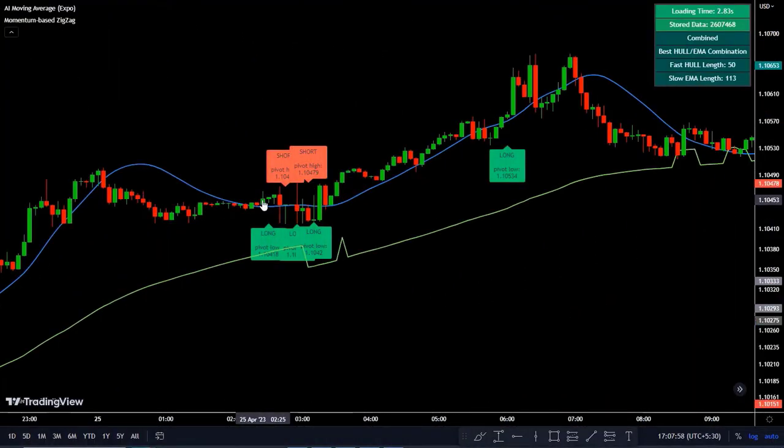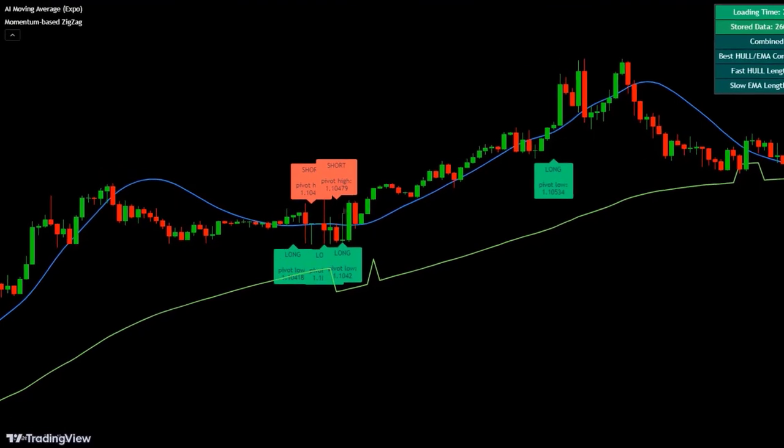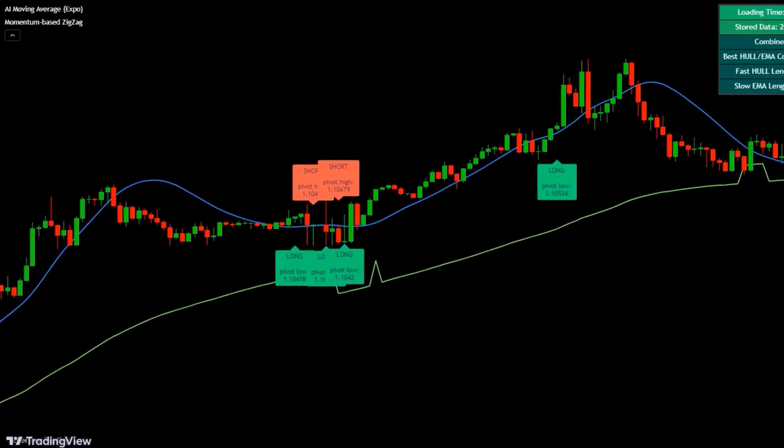The momentum-based zigzag issued 3 long signals, 2 of which were confirmed. Can you guess which one isn't confirmed? It's the very first signal that doesn't meet the criteria for a long entry. If you've been paying close attention, you already know why.